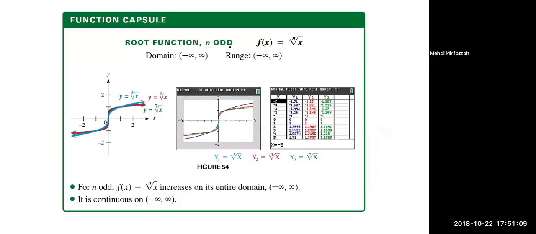When n is odd, you can see the graph goes from negative infinity all the way to positive infinity. You can see how that behaves as I increase the roots from 3 to 5 to 7. It affects the graph this way. As you can see, the domain is from negative infinity to positive infinity, and so is the range. So if n is odd, the function increases from negative infinity to positive infinity, and this is a continuous function in that range and domain.